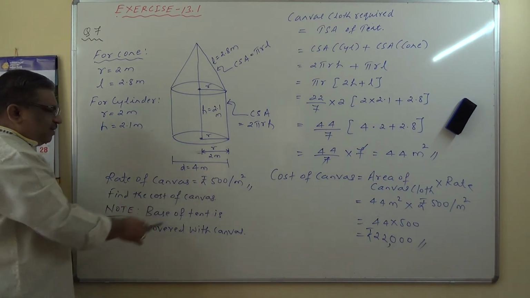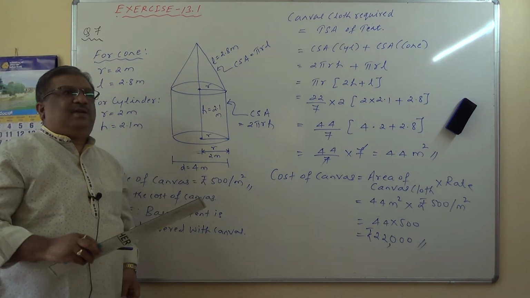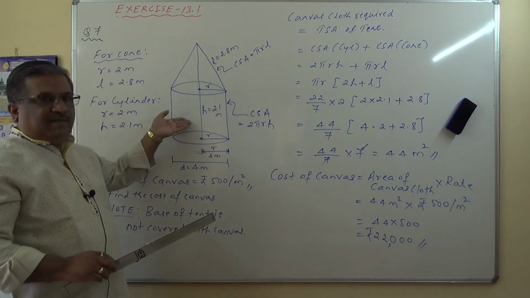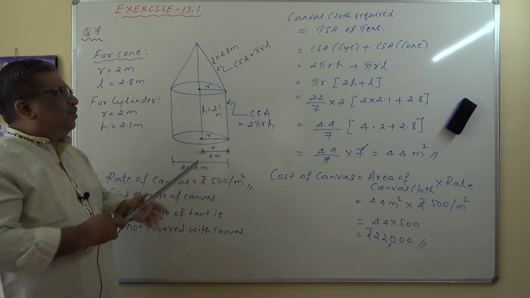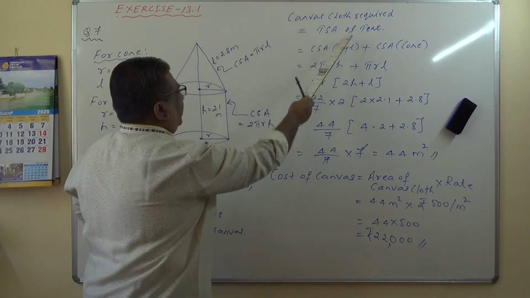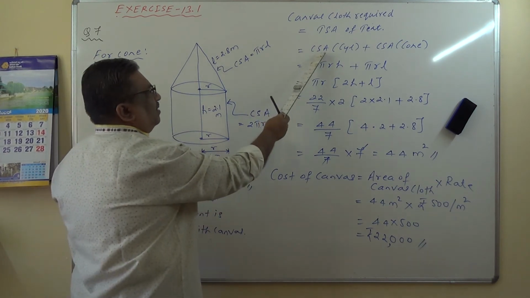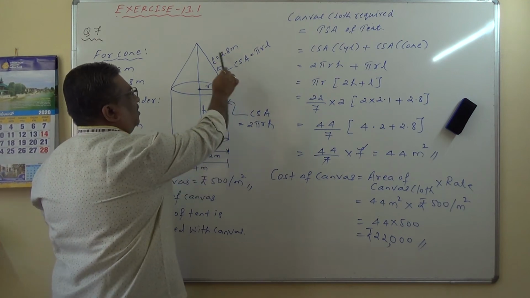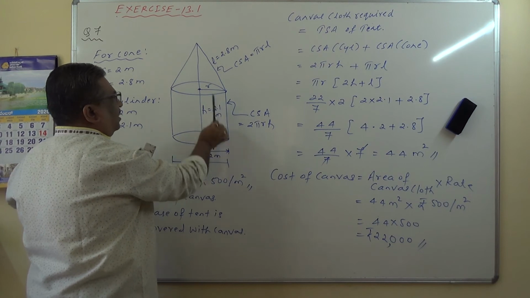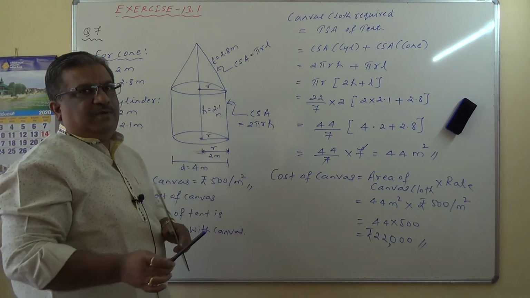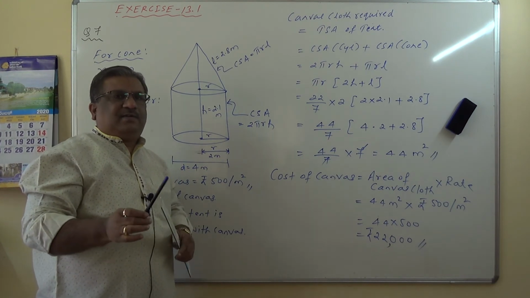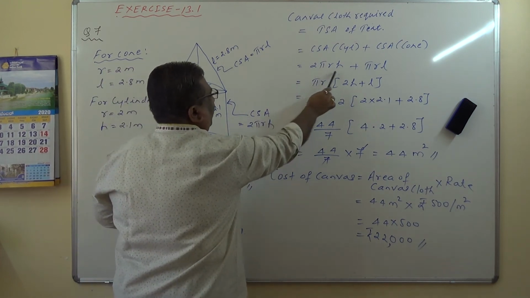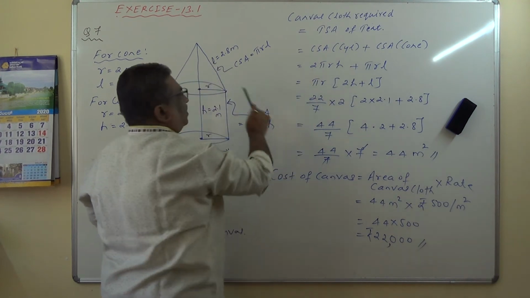In order to find the cost of canvas, first we have to find the total requirement of canvas cloth. The canvas cloth required for making this tent is equal to the total surface area of the tent, which is the curved surface area of the cylinder plus the curved surface area of the cone. So the curved surface area of the cylinder plus the curved surface area of the cone gives you the total area of the canvas cloth required. The curved surface area of the cylinder is circumference into height, 2 pi r h, plus the curved surface area of the cone, pi r l.